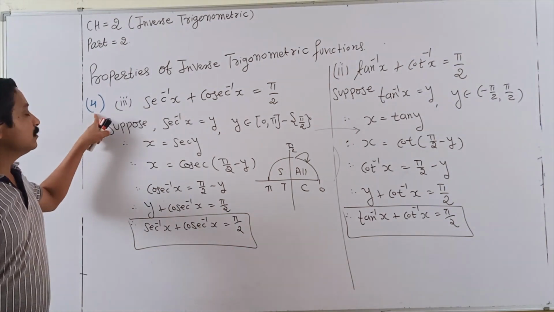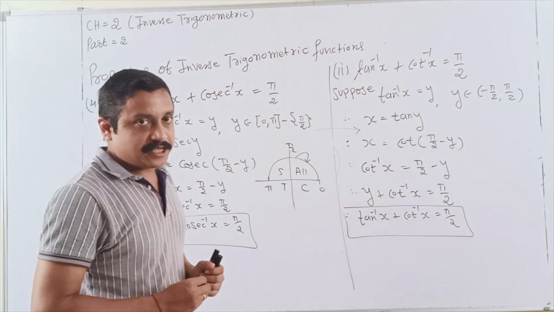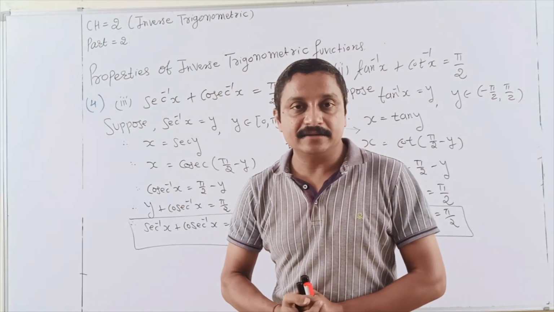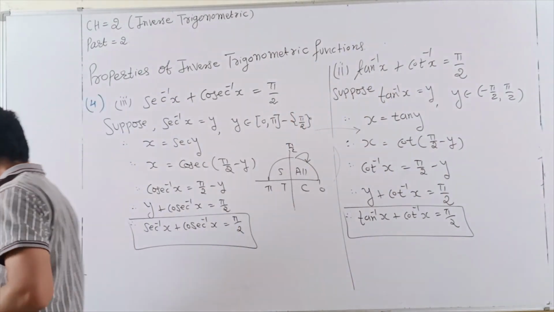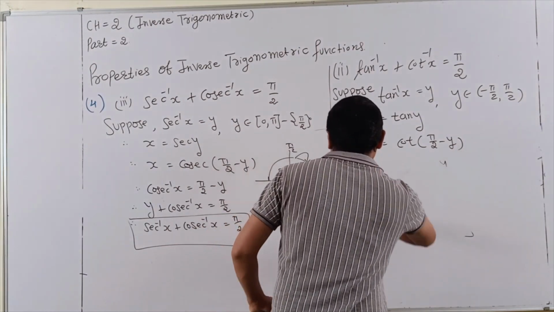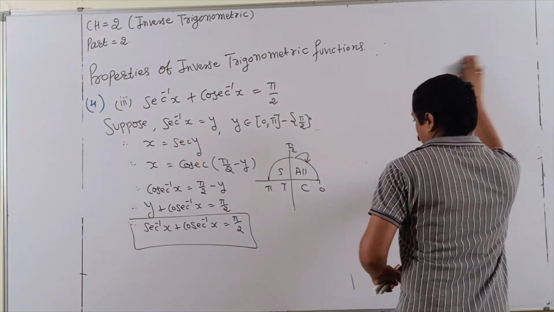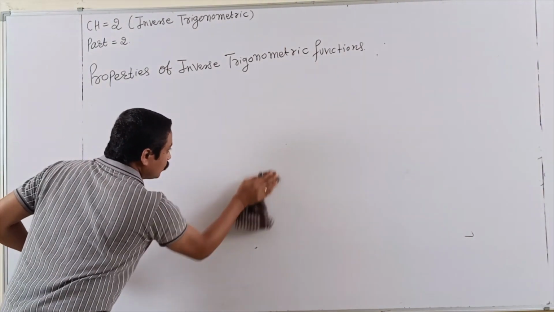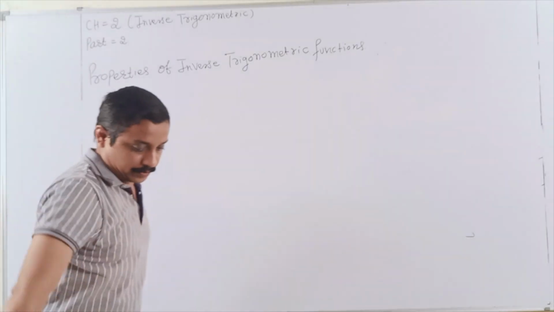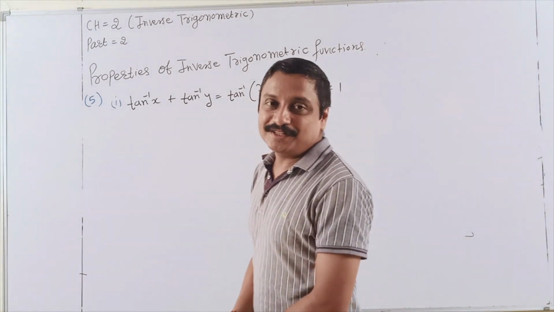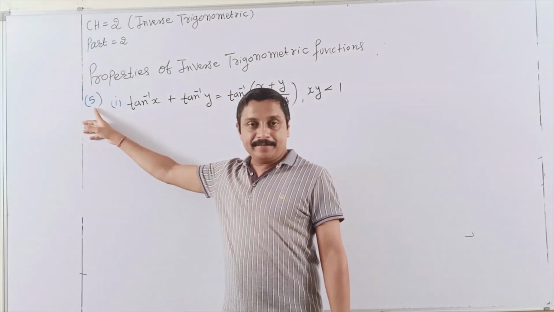Now I move ahead, property number 5, the fifth property. Yes, a total of 5 properties are available in this chapter, and after that I start numericals. Yes students, write down all these properties properly. Now students, I am going to property number 5.